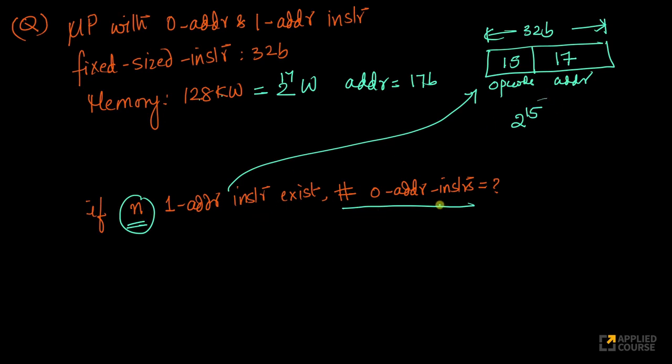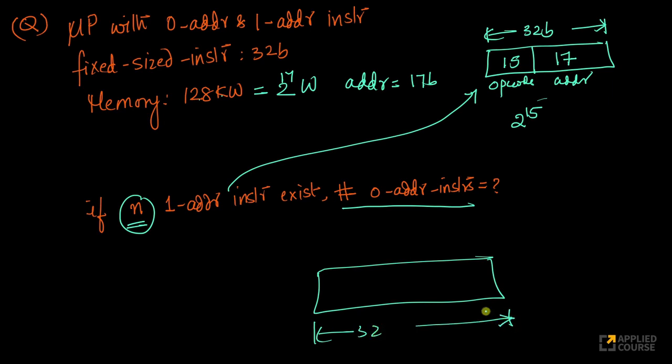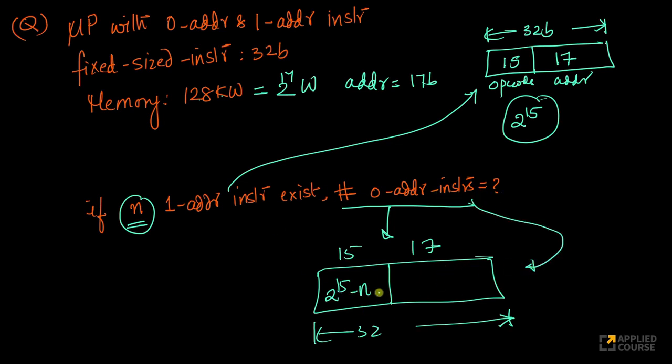If you look at this whole 32 bits and break it down into your 15 bits and 17 bits, n of these 2 power 15 values are assigned for your one address instructions. So how many are left for zero address instructions now? 2 power 15 minus n are left here. And in your zero address instruction, we will be expanding the opcode, which means 2 power 17 are possible here. So what is the total number of zero address instructions possible? 2 power 15 minus n, into 2 power 17. That's it. Very simple computation.